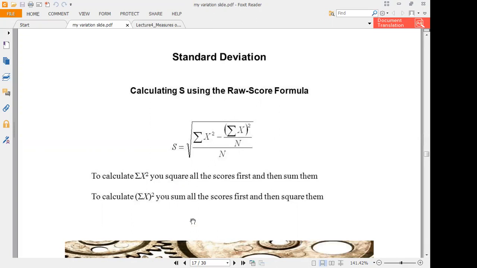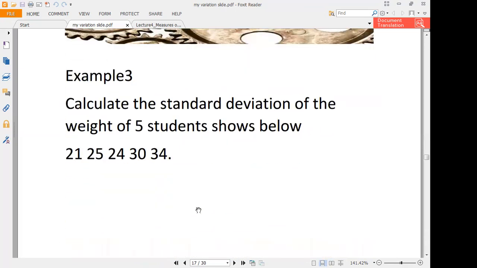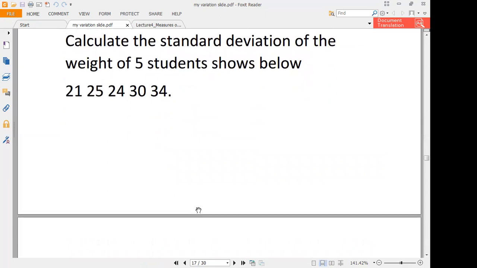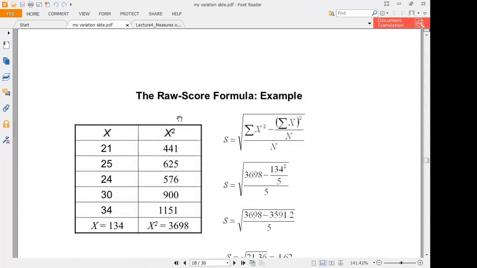Let's take a look at an example so that you can understand what I am trying to say here. For your sake, we should calculate the standard deviation of the weight of 5 students shown below. We have 21, 25, 24, 30, 34. Now let's see how I'm going to deal with that. I will draw a table. This is all my data which I have. I represent it as x.